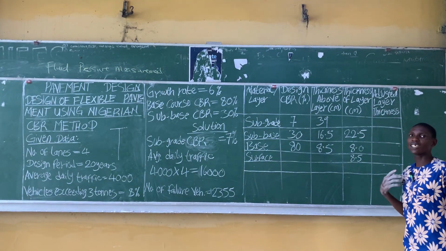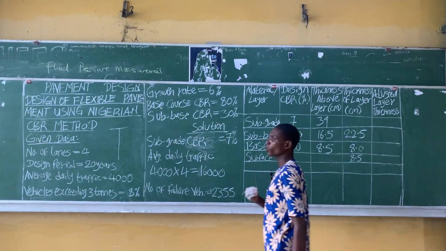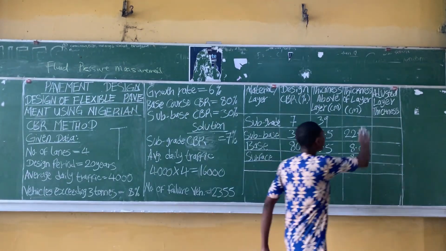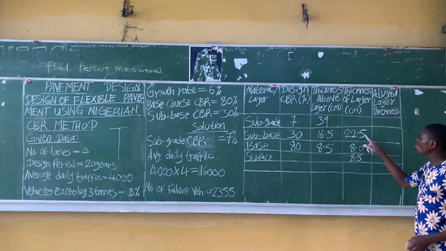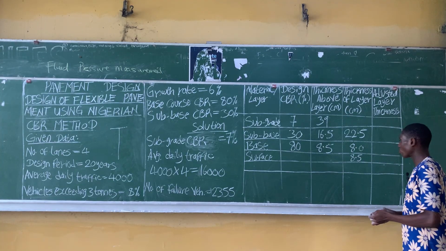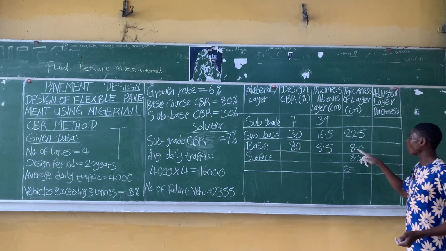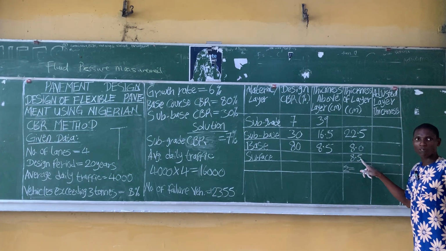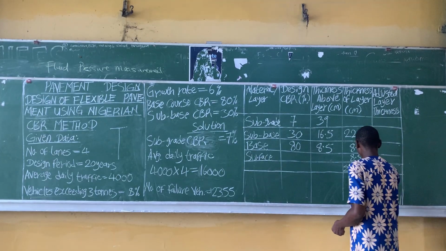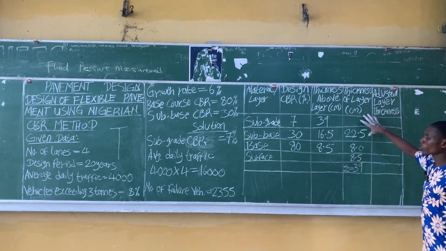Now, these are the various thickness of our layers. But we want them to be in standard proportion. We don't want them to be in decimals. So we sum the thickness of our layers. 22.5 plus 8.0 plus 8.5 will give us 39 centimeters.